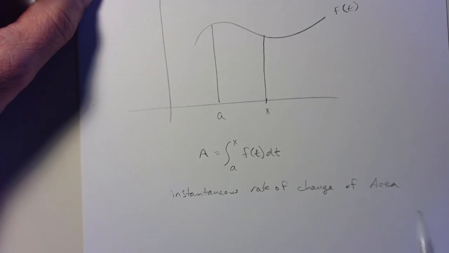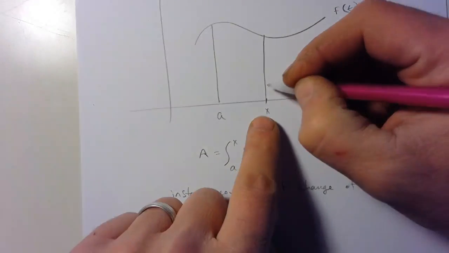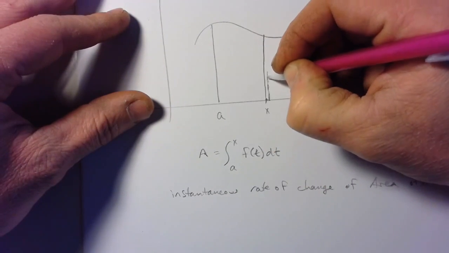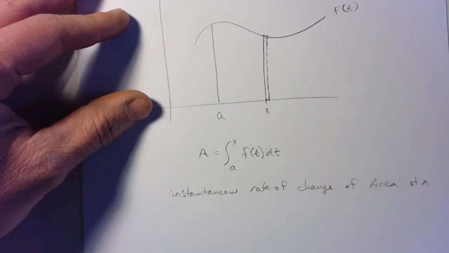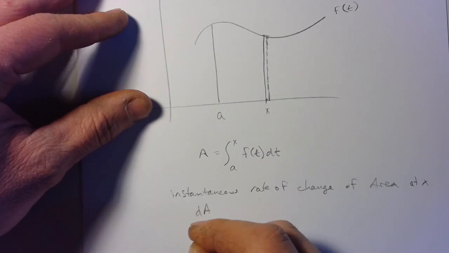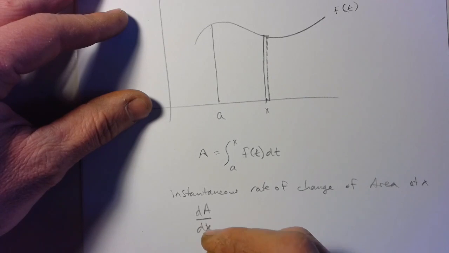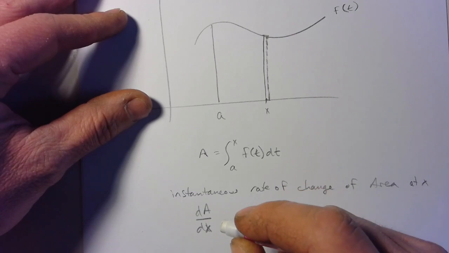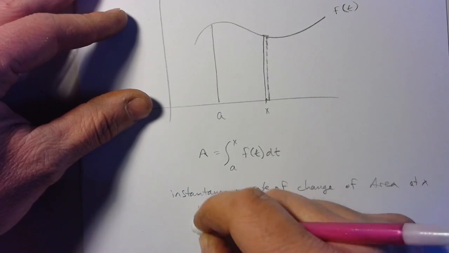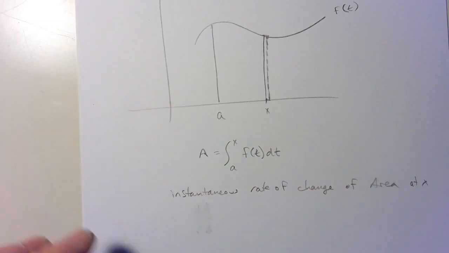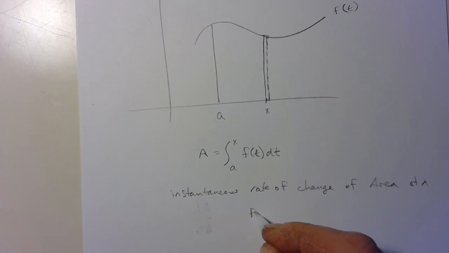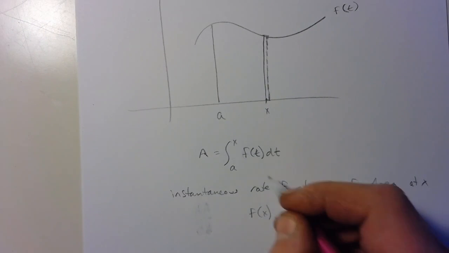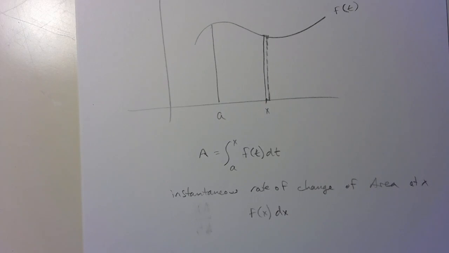So the instantaneous rate of change of the area, that would be if I'm at x. That area would be the next rectangle we'd have, and here would be that right there. The instantaneous rate of change of the area would be just f of x, the height at x, times whatever the change in x is going to be. So we'll put dx right down there.